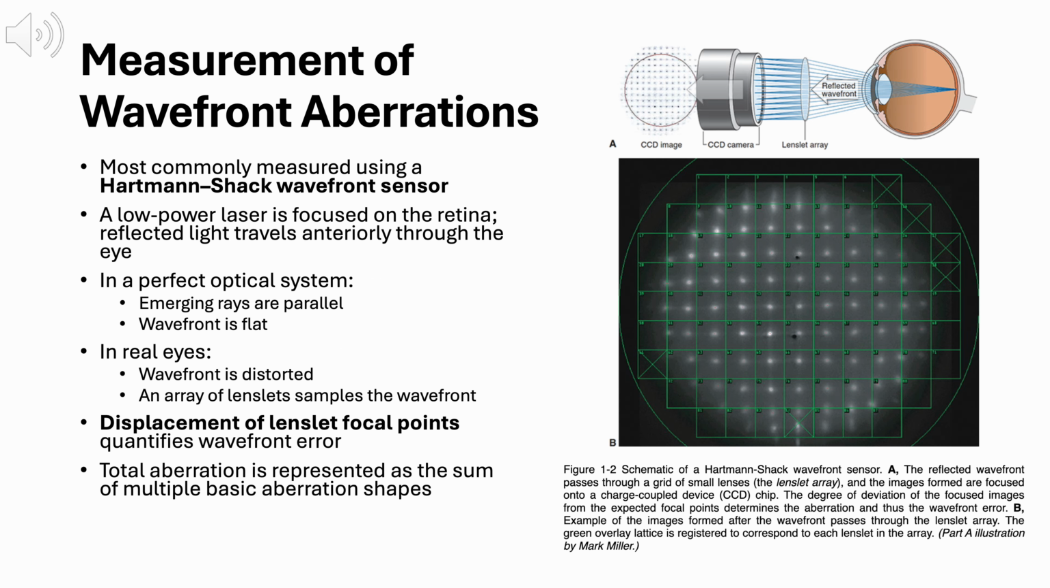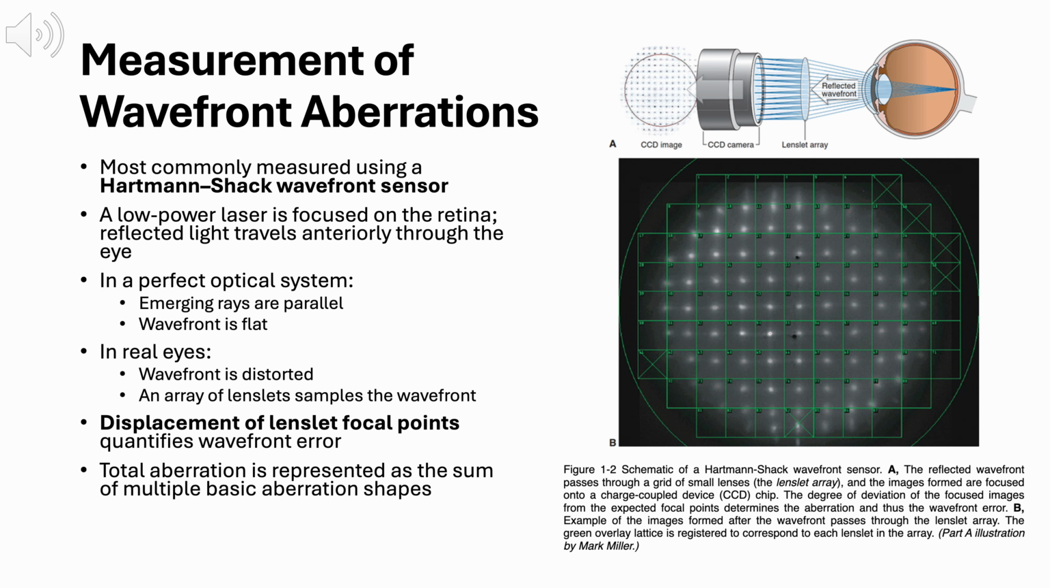Think of wavefront measurement as a way of mapping how smooth or distorted light is as it comes out of the eye. This is most commonly done with a Hartmann-Shack wavefront sensor. A very low-power laser is focused onto the retina, and the reflected light then travels anteriorly back through the eye. As it exits the eye, that light carries information about the eye's optical system.